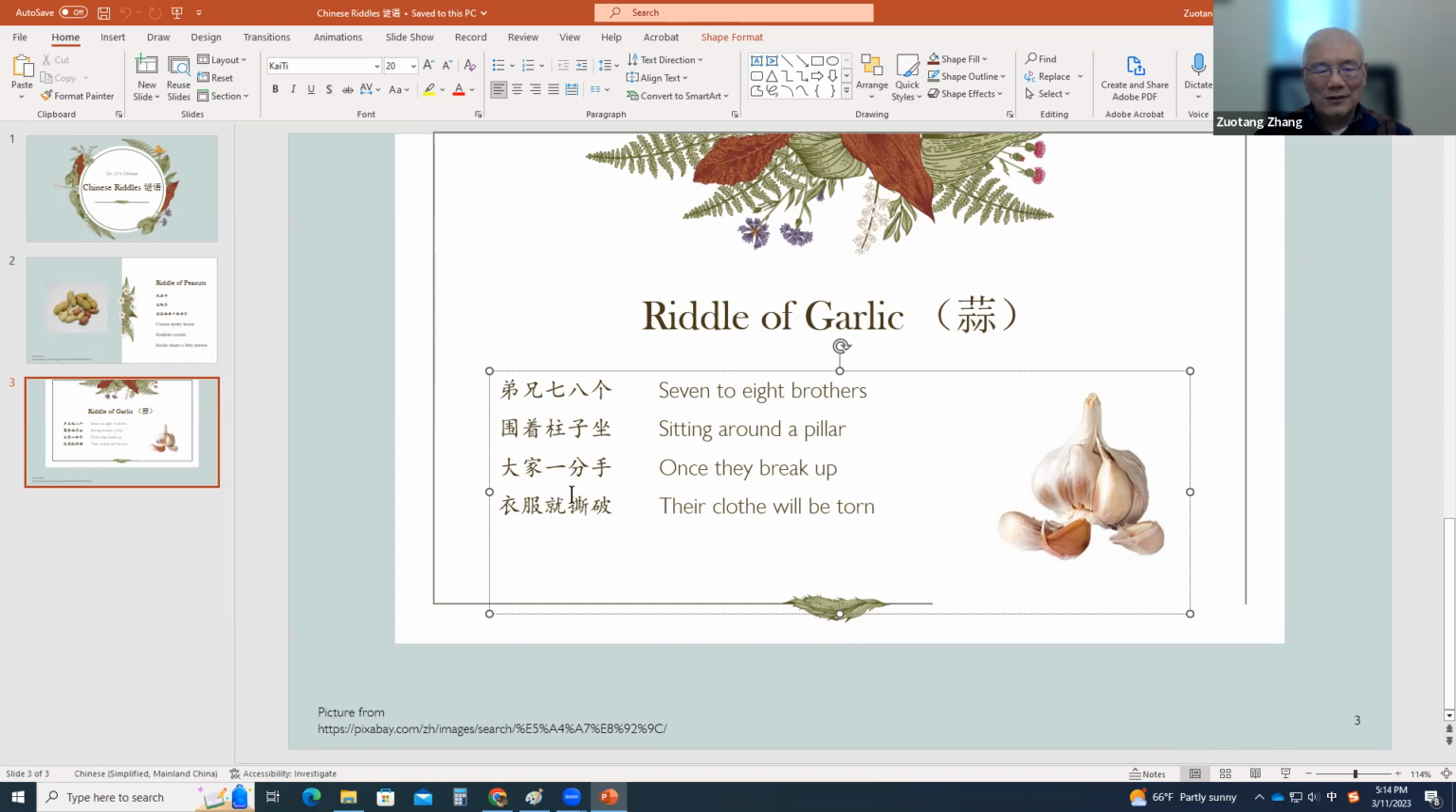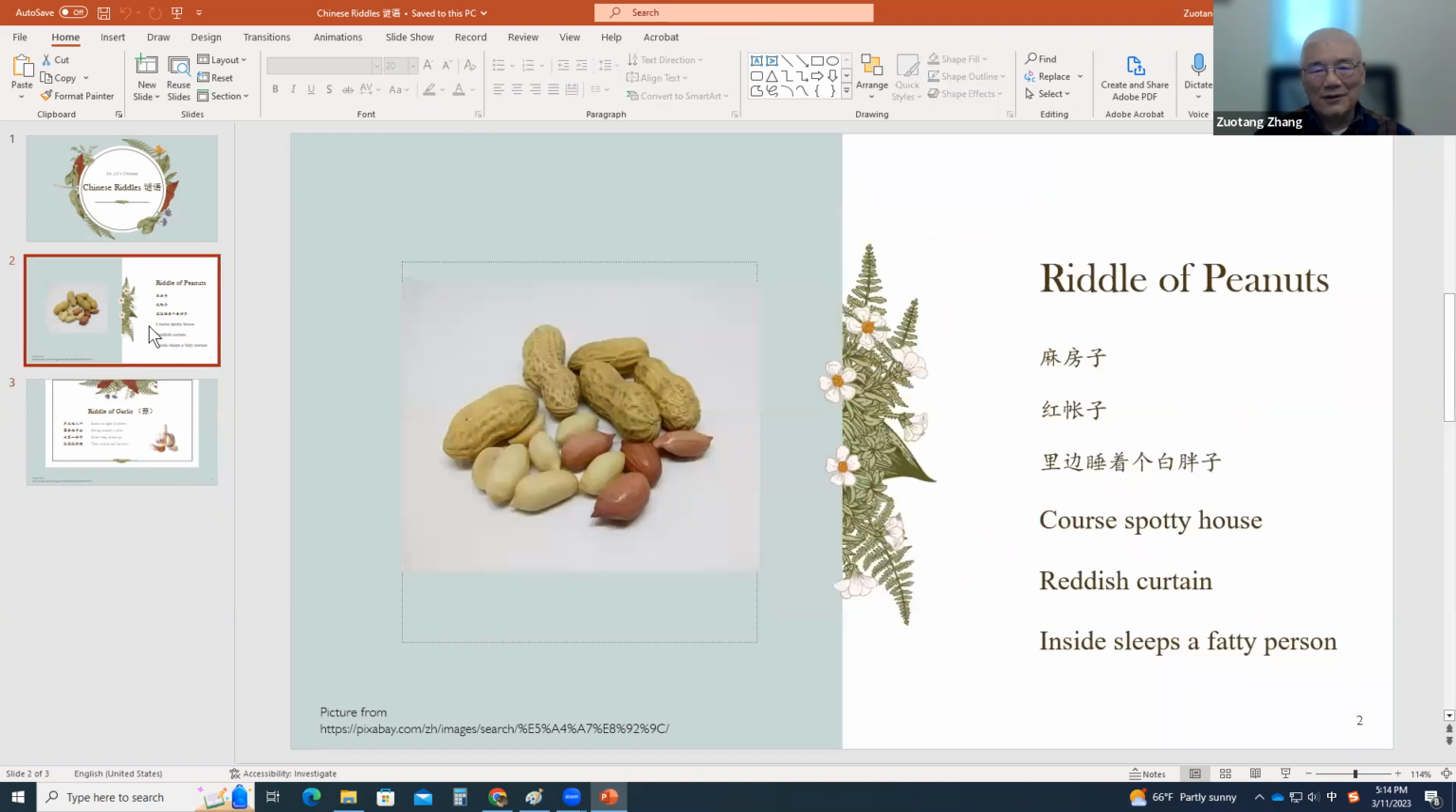弟兄七八个围着柱子坐大家一分手衣服就撕破. Watch this, 大家. If you get the superficial meaning of the two characters, it means a big family. But 大家 in Chinese also means everybody or all people.